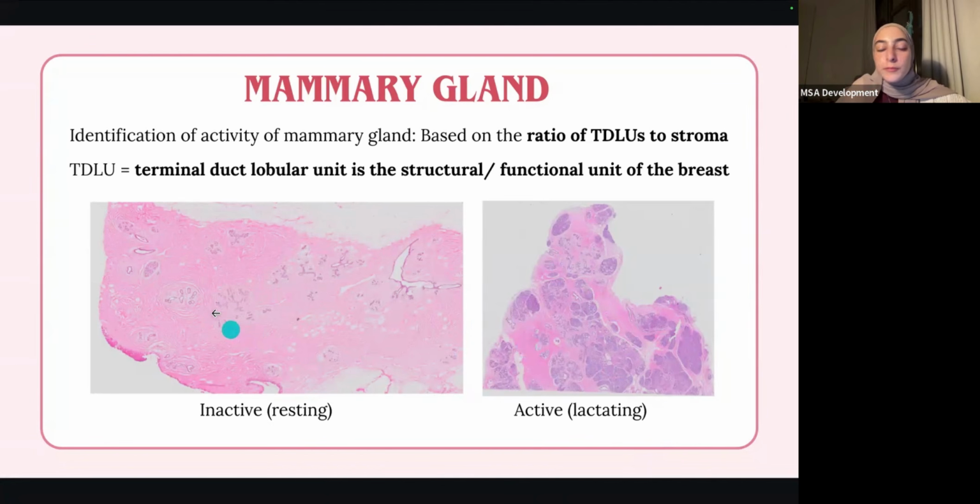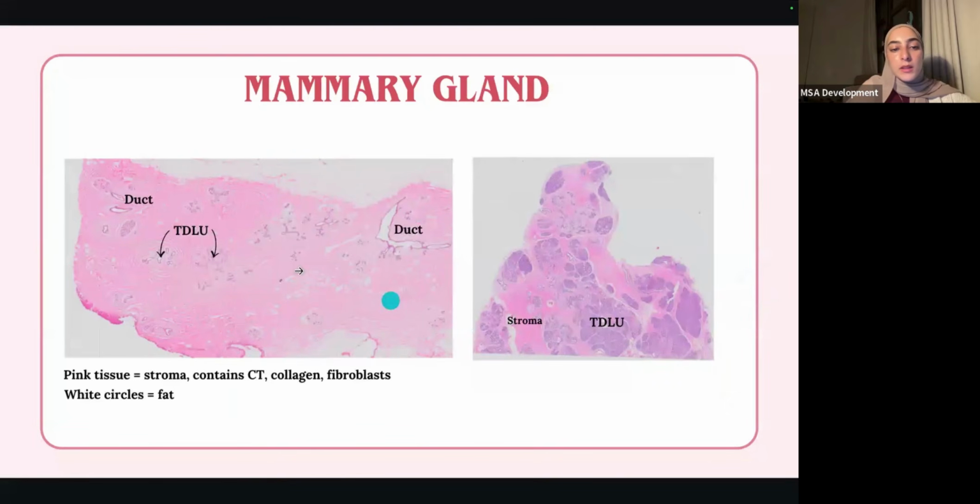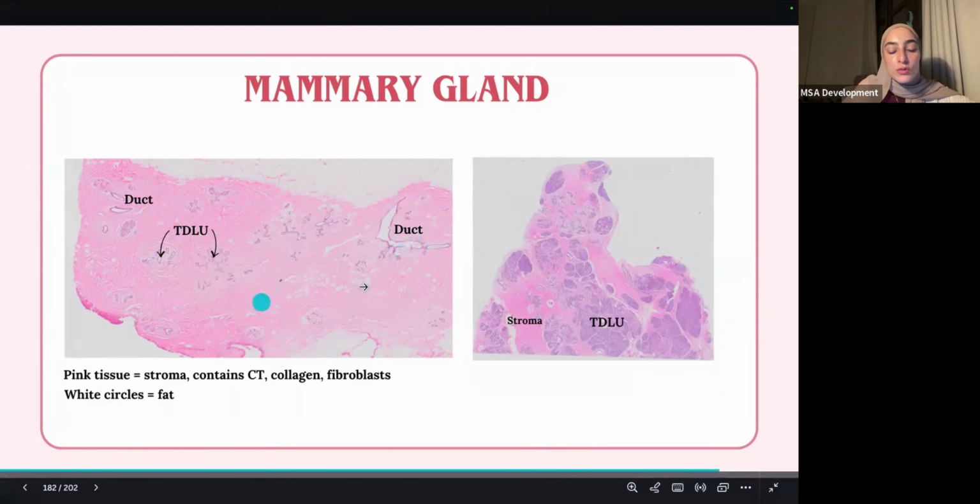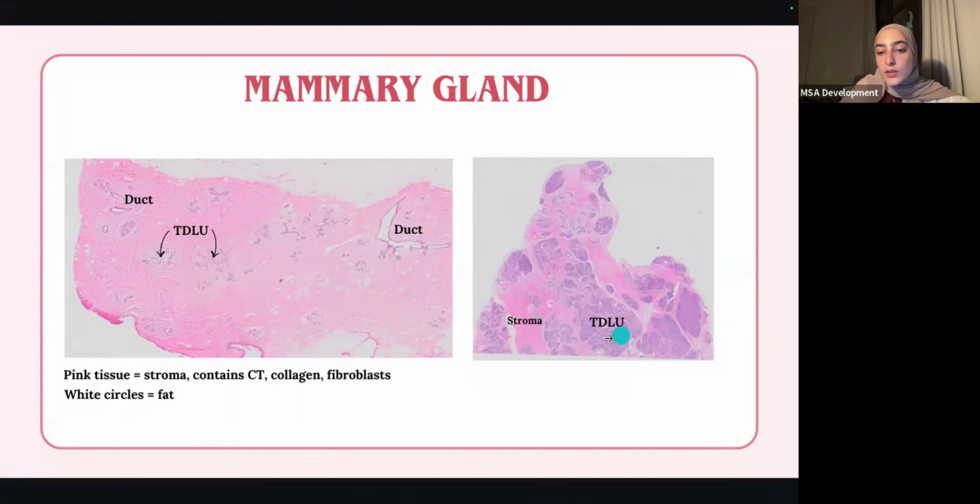But here it's an inactive or resting breast, and these TDLUs, they are there, they exist, but they're much less, and you can see a lot of pink, a lot of stroma. Here I labeled them TDLU, and this is a duct, this is another duct, and the pink tissue is stroma, it's connective tissue, collagen, fibroblasts, and the white circles here, they're fat, because the breast has a lot of fat tissue. And here, TDLU and stroma is pink, there's a lot of TDLUs compared to stroma.